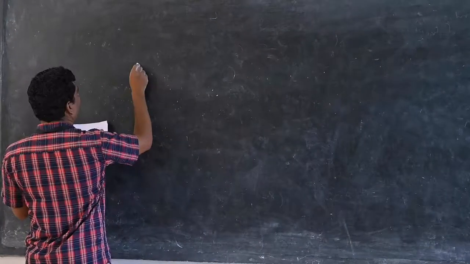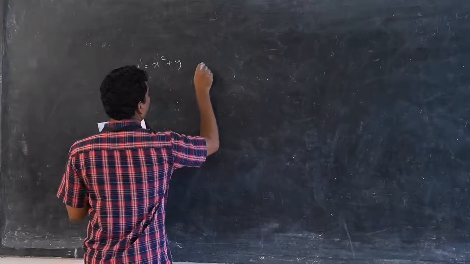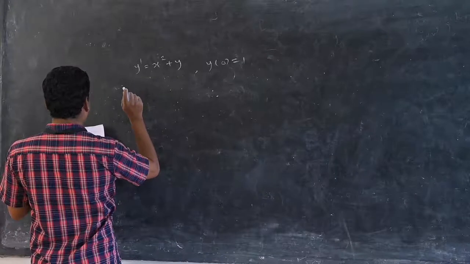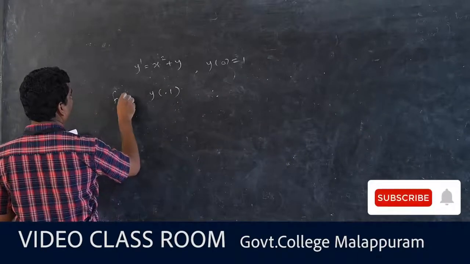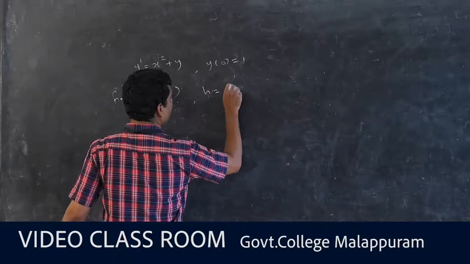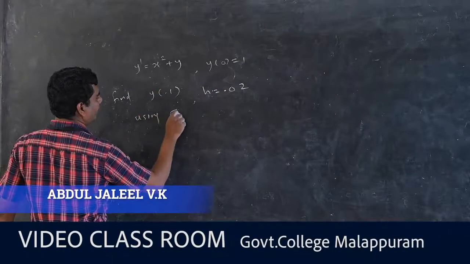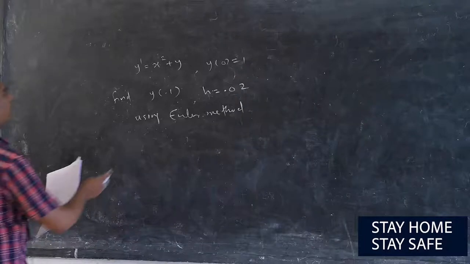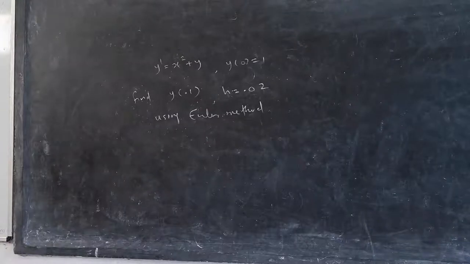The given initial value problem is y derivative is equal to x square plus y, with initial condition y of 0 is equal to 1. Find y of 0.1 with h equal to 0.02 using the Euler method, or Euler Cauchy method.